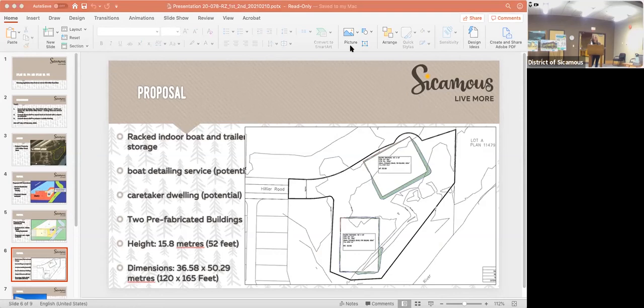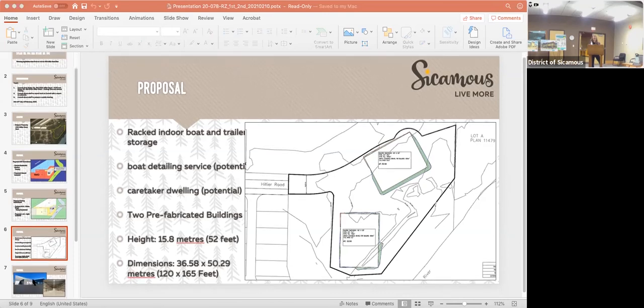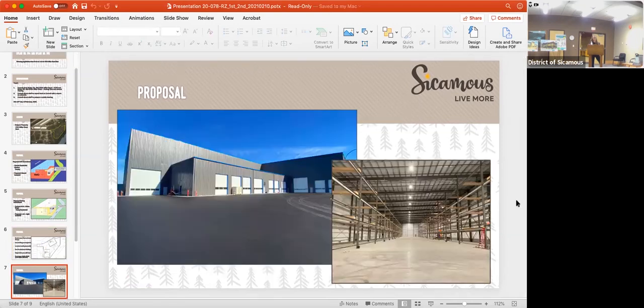Pictured here is a similar facility in Lake Country submitted by the owner to illustrate the development concept. The owner proposes 2 similar buildings with racking similar to that shown. The buildings proposed are 15.8 meters or 52 feet in height, approximately 35.5 by 50 meters or 120 by 165 feet in dimension.